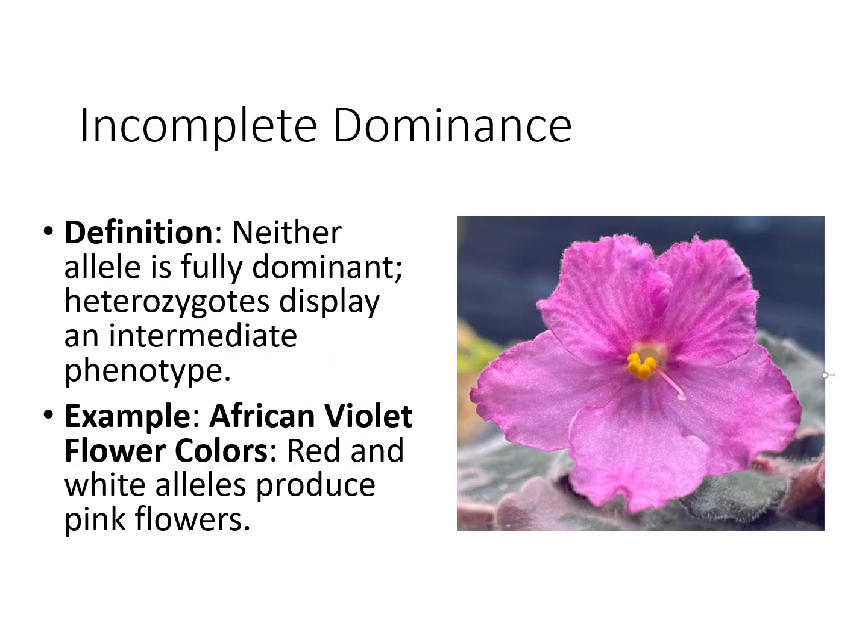Incomplete dominance occurs when neither allele is completely dominant over the other. As a result, heterozygous individuals show a blended, intermediate phenotype. An example is seen in African violet flowers, where crossing red and white flowers produces offspring with pink flowers.